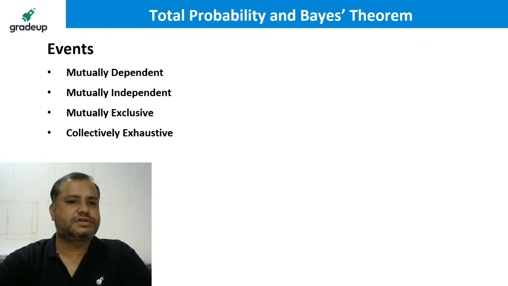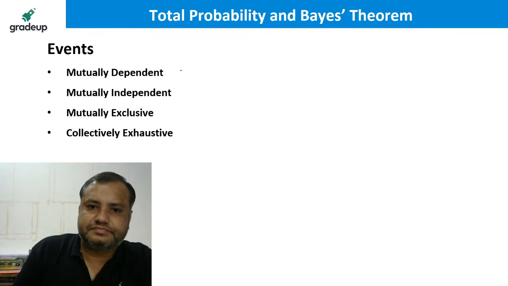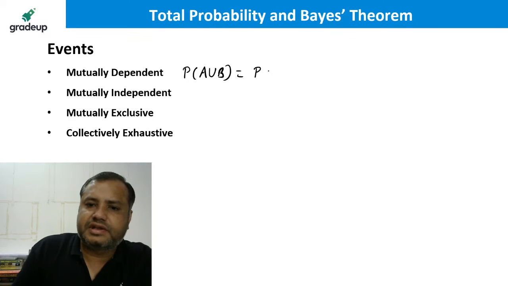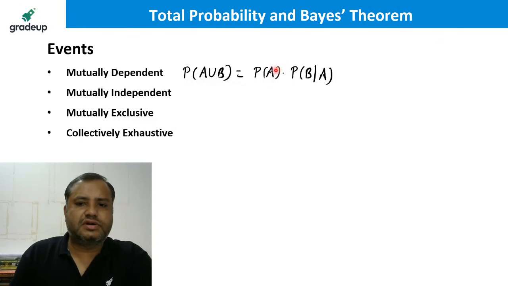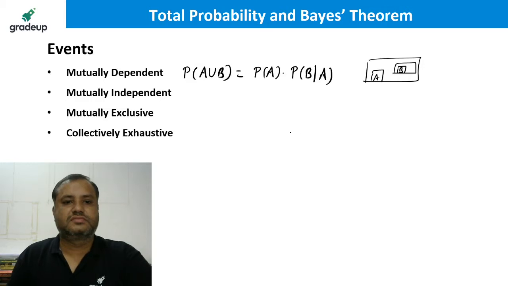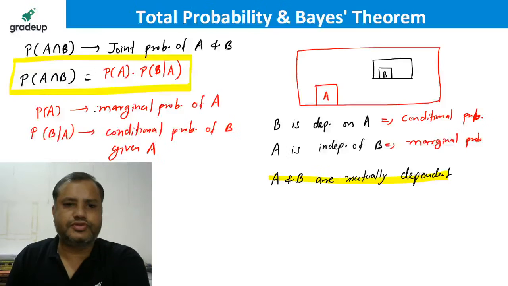So the first case was mutually dependent events. In the case of mutually dependent events, the joint probability will be the marginal of A into the conditional of B given A, provided A is independent and B is dependent. Now the second case is mutually independent events.